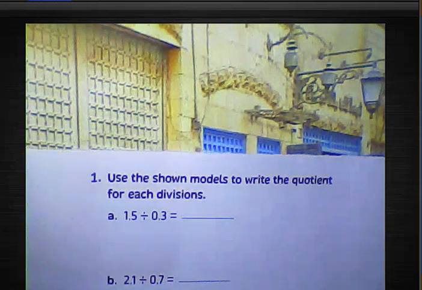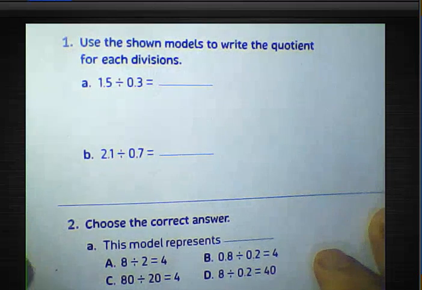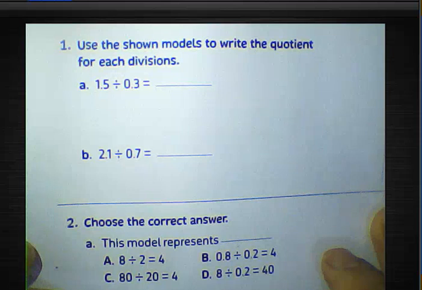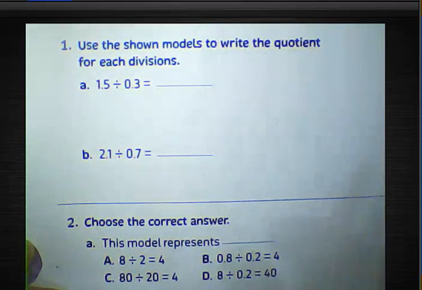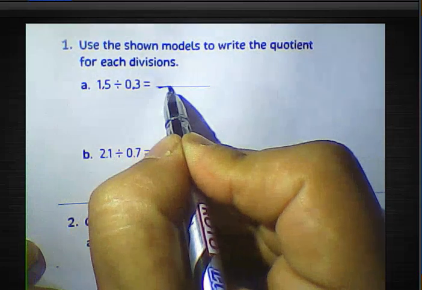Today we'll complete a lot of questions from the Al-Moasser book. Okay. Question number one. Use the shown models to write the question for each division. 1.5 divided by 0.3. Look at here.